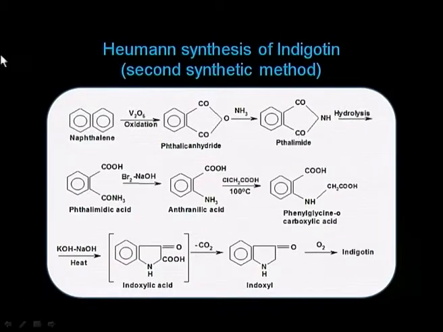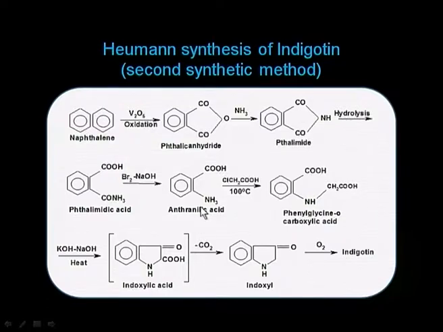You can see here that we have started with naphthalene, and starting from naphthalene we have got anthranilic acid via this series of steps. In the first step there is oxidation of naphthalene to give this phthalic anhydride followed by reaction with ammonia to give phthalimide. Upon hydrolysis here there is formation of phthalamic acid, which upon Hofmann bromamide degradation forms anthranilic acid.